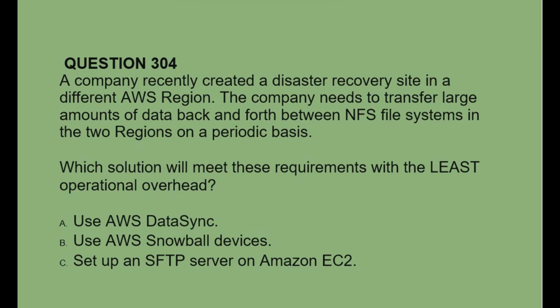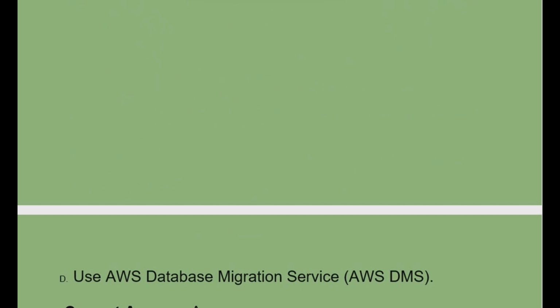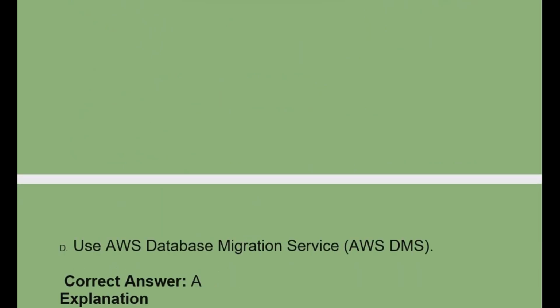Option A, use AWS DataSync. Option B, use AWS Snowball devices. Option C, set up an SFTP server on Amazon EC2. Option D, use AWS Database Migration Service, AWS DMS. Correct answer is option A.